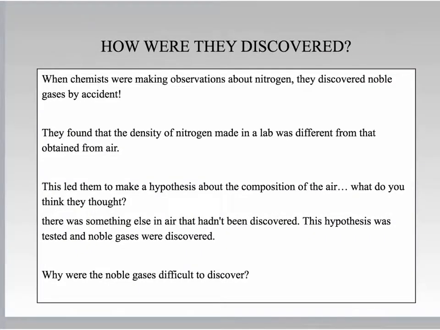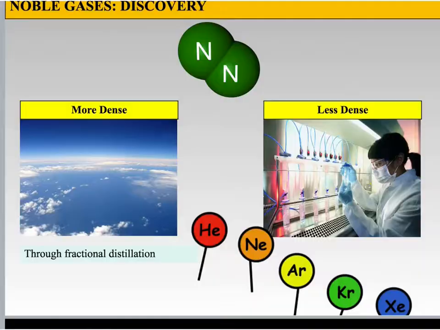So how were the noble gases discovered? When Mendeleev was originally putting together the periodic table, he knew nothing of the noble gases because they're incredibly hard to discover. Why do you think that they were hard to discover? The reason they were hard to discover is that they don't react with anything. As such, they were actually discovered by accident. Chemists who were looking at nitrogen found that the density of nitrogen made in the lab was different to that they got from the air. This made them think that there must be something else in the air. This something else was the noble gases.